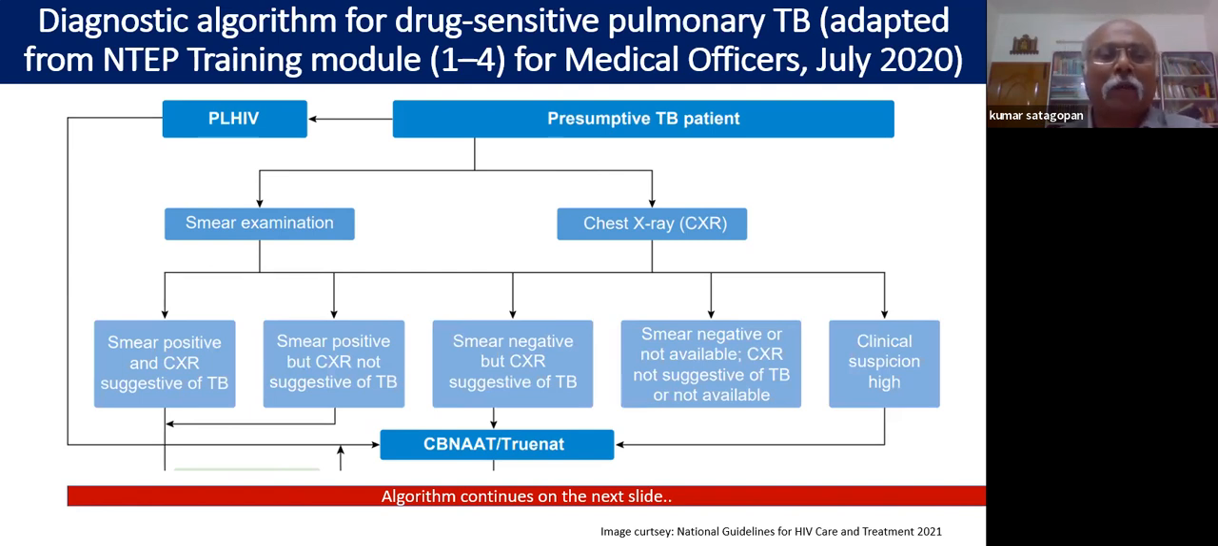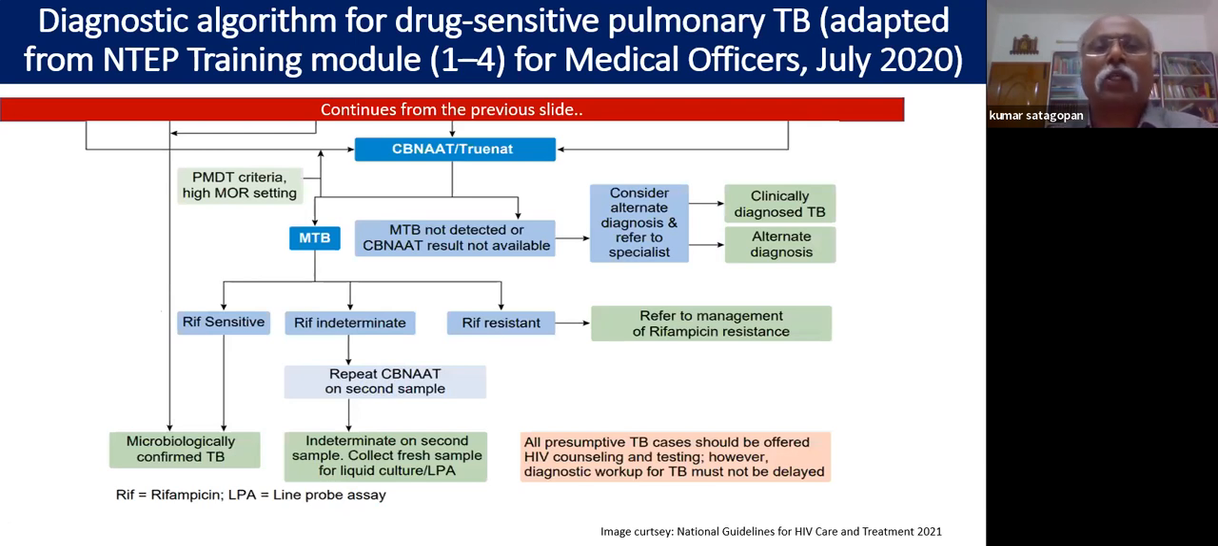If you come to the third line: smear positive, suggestive of TB; smear positive but X-ray not suggestive, suppose it looks normal, it could be endobronchial TB; or smear negative but X-ray suggestive of TB. All these show clinical suspicion of TB. In all these, you are going to do an upfront CBNAAT, which has revolutionized the diagnostic pattern of HIV TB co-infection. Next slide: it is a continuation of the same diagnostic algorithm.